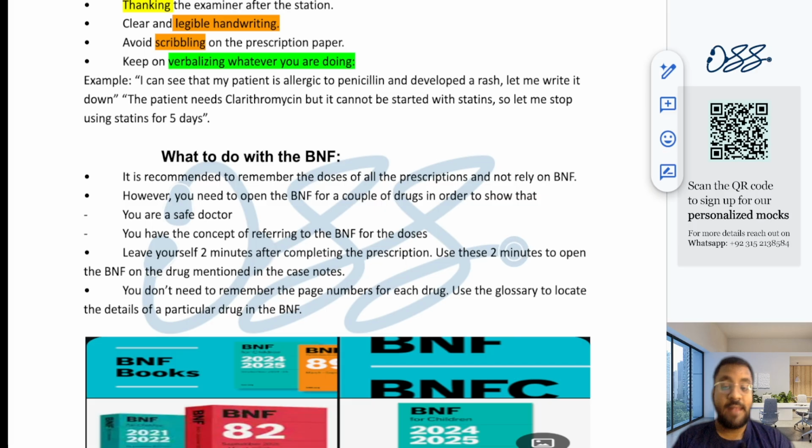And then if you are dealing with the clarithromycin patient who is on statins as well, and you are stopping the statin, you're doing all of those things in the prescription paper. You are stopping the statin because clarithromycin and statin interact with each other. So just verbalize it: okay, I can see that my patient is taking statins as well, so I cannot prescribe clarithromycin along with statin, so let me just stop the statin for 5 days. Verbalize what you are saying.